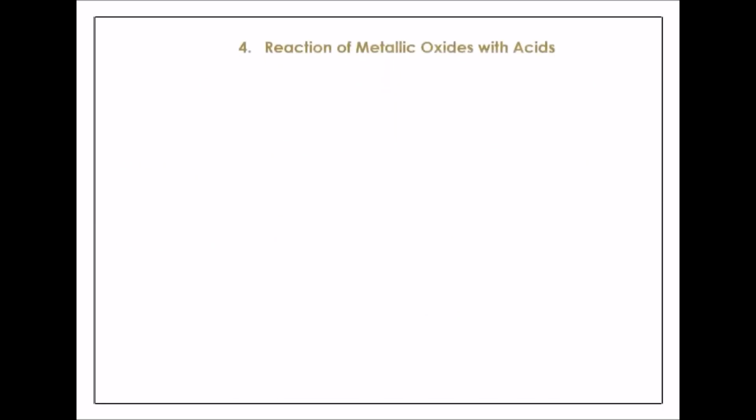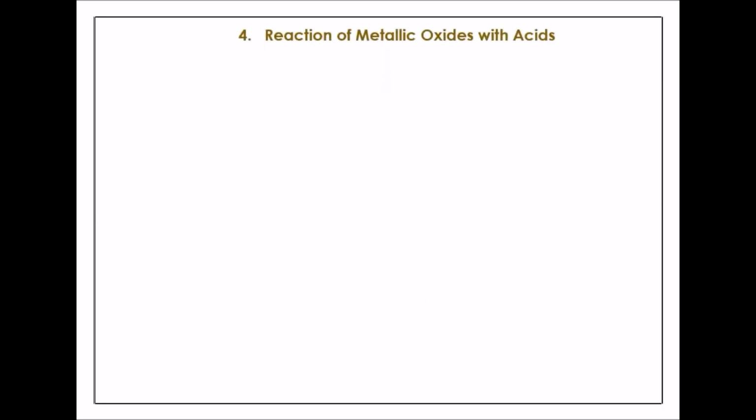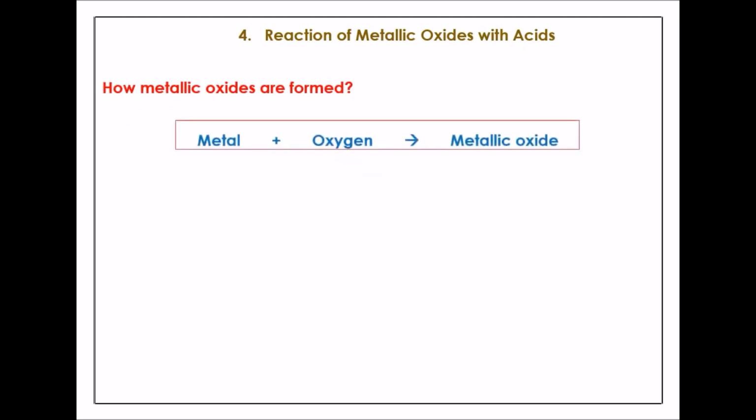Next, fourth chemical property, reaction of metallic oxides with acids. Here we may get a doubt: why do only metallic oxides react with acids? First, let us try to understand what is meant by metallic oxides and how metallic oxides are formed. It is so simple. When a metal reacts with oxygen, automatically a metallic oxide is formed.